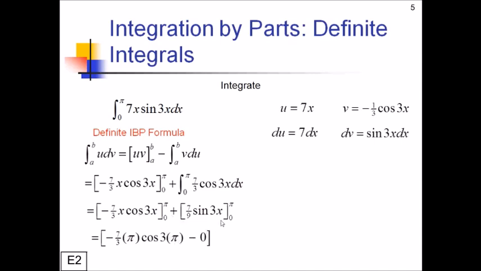Next, evaluation box, we've got all this stuff with pi plugged in. But now the sine of 3 pi, that's really like the sine of 1 pi, which is just 0. And then if I plug 0 in here, sine of 0 also comes out to 0. So when the dust settles, it's really just this first term that's going to give us anything unique. And let's see here, cosine of 3 pi, that's like cosine of 1 pi, which is negative 1. So when the dust settles, we have positive 7 pi over 3.